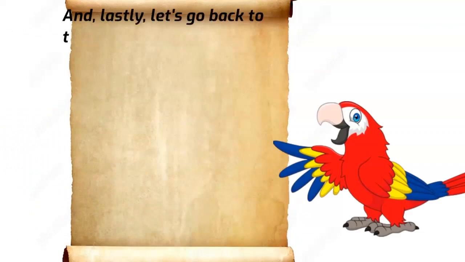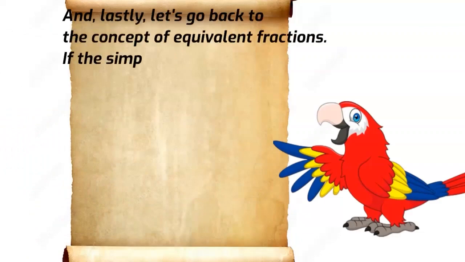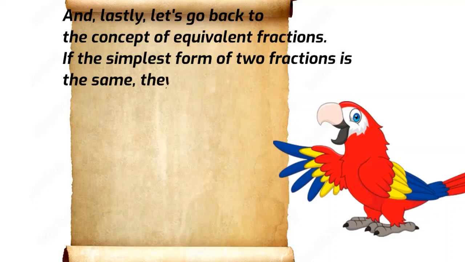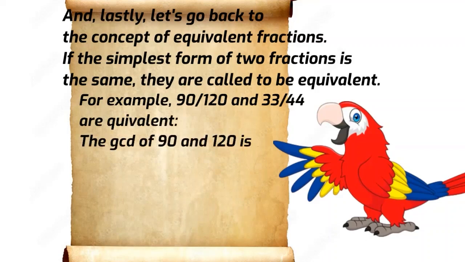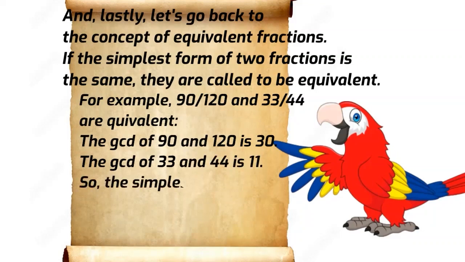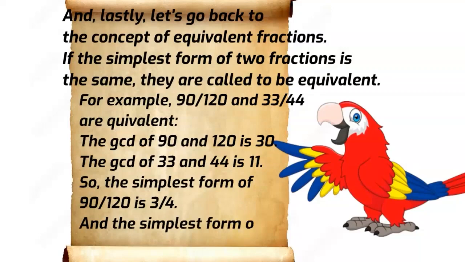And, lastly, let's go back to the concept of equivalent fractions. If the simplest form of two fractions is the same, they are said to be equivalent. For example, 90 over 120 and 33 over 44 are equivalent. The GCD of 90 and 120 is 30. The GCD of 33 and 44 is 11. So, the simplest form of 90 over 120 is 3 over 4. And the simplest form of 33 over 44 is also 3 over 4.